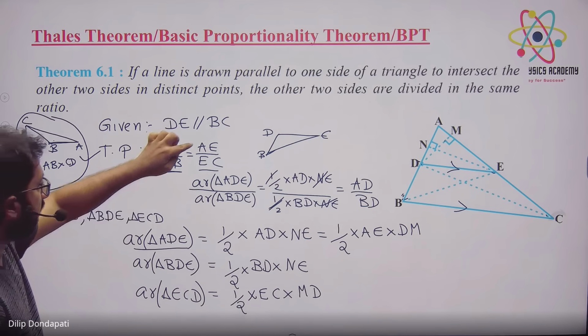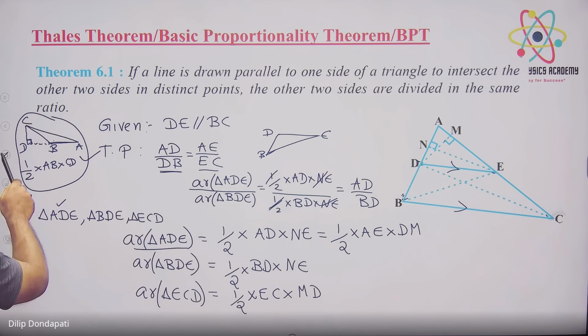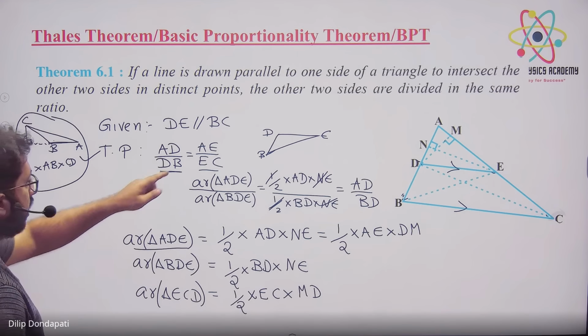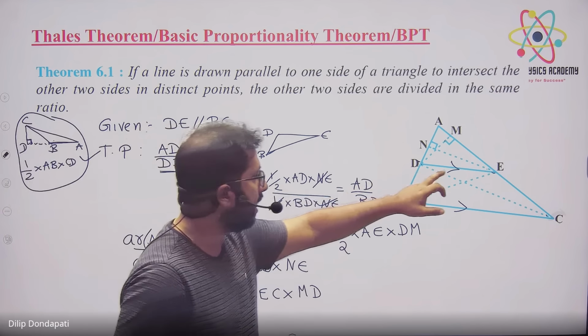Now for the second one, which triangle will we take? Tell me. Which triangles will we take? In the second one, the triangle formed from AE.